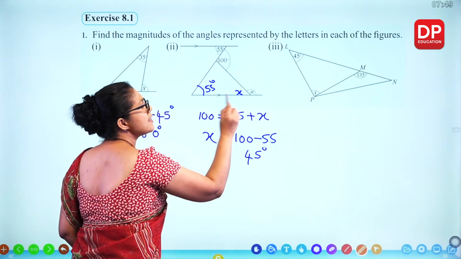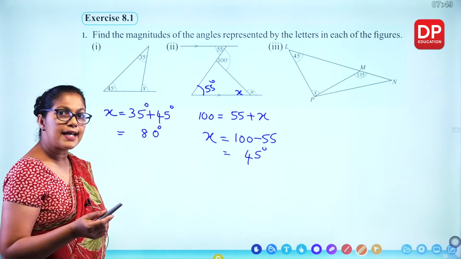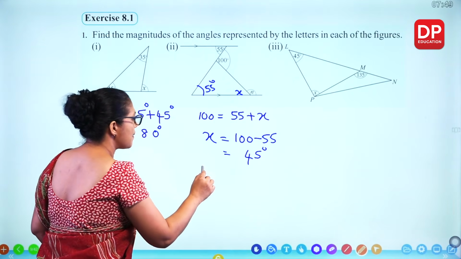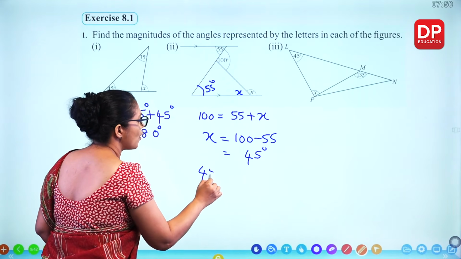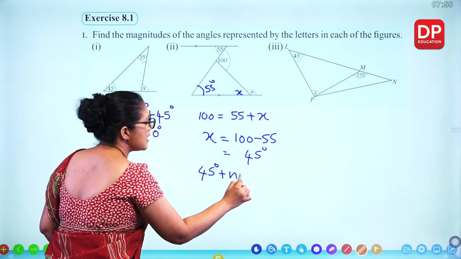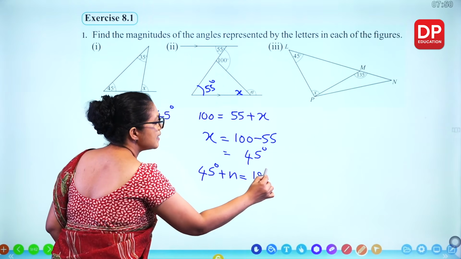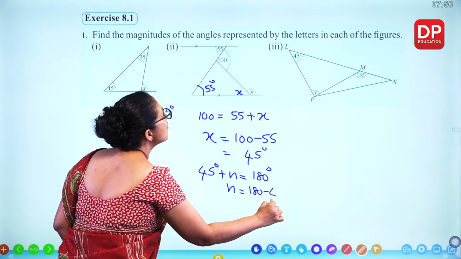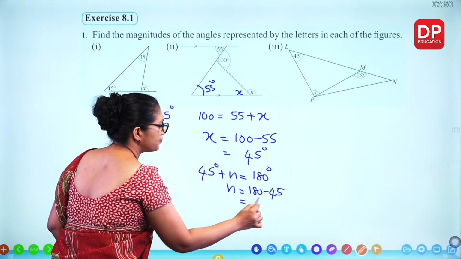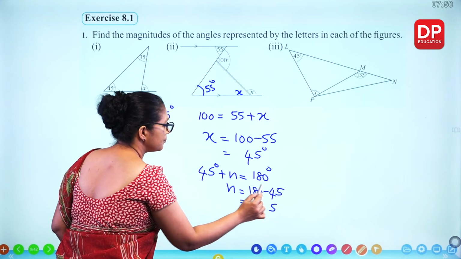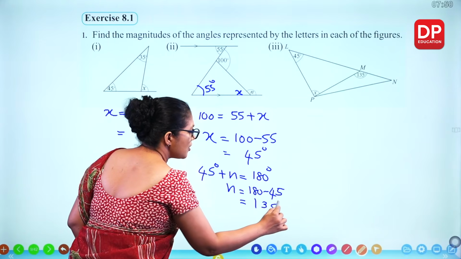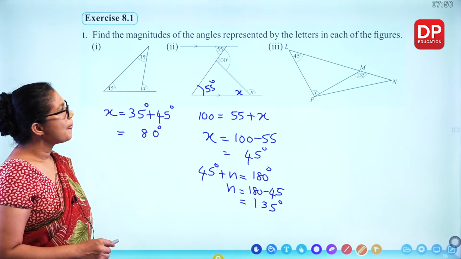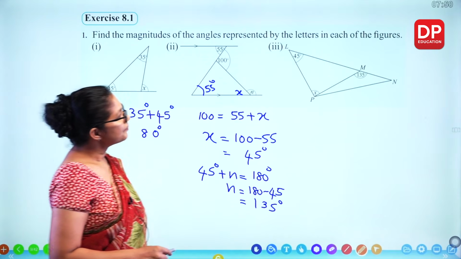After you get 45, how can we find out n? What can you say about this angle? That's a straight angle. That's equal to 180. So x plus n, so 45 plus n is 180. So what's the n value? 180 minus 45. You get 135 degrees. Now look at the third one.